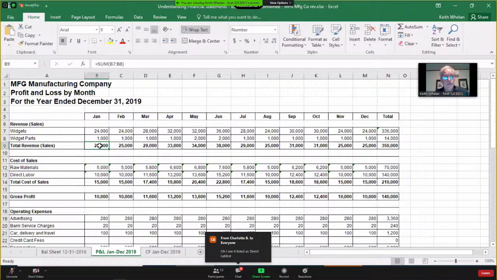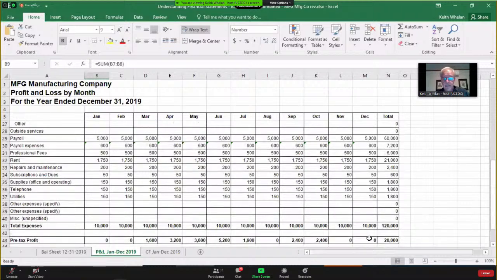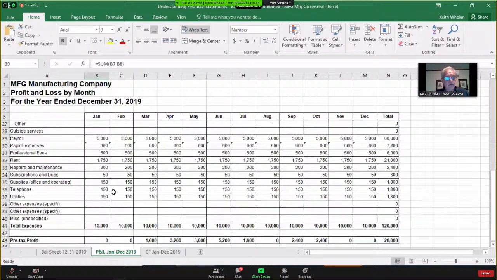Essentially, the cash flow will show a zero in January, because they didn't get that cash from the sales they made in January until February. So you're going to see these lags on both sides, on the revenue side and on the expense side, between the P&L statement and the cash flow statement. And that's why by the end of the year, their pre-tax profit is $15,000, but their cash flow at the end of the year is not going to be $15,000. It'll be off by a bit.